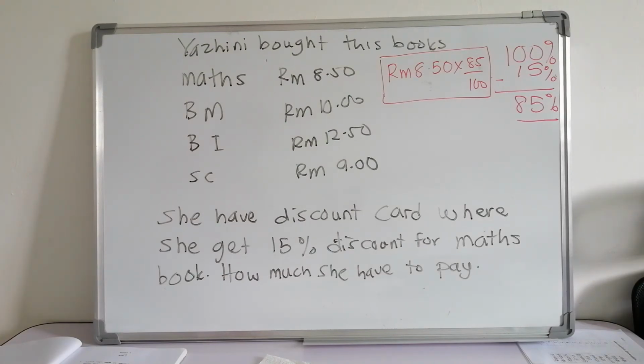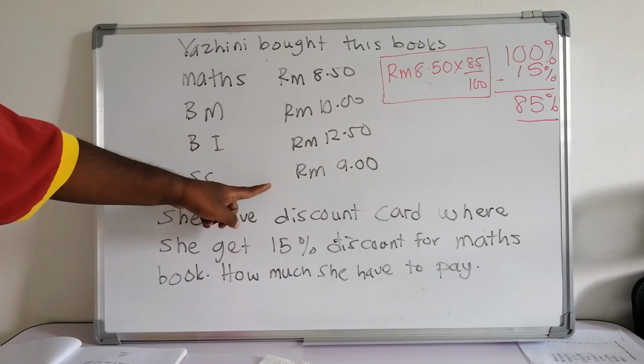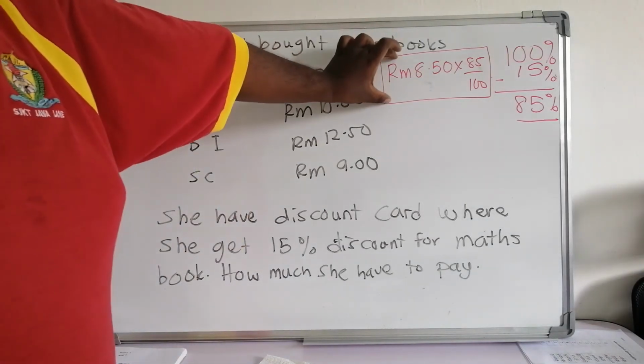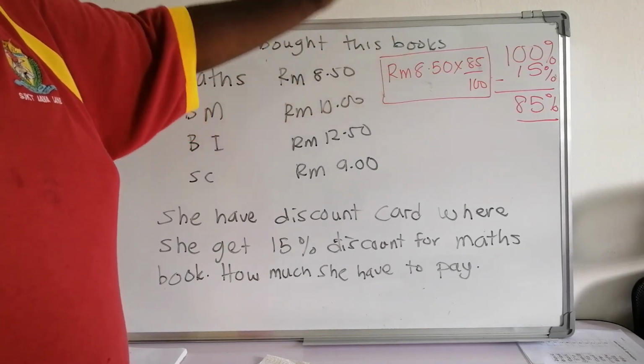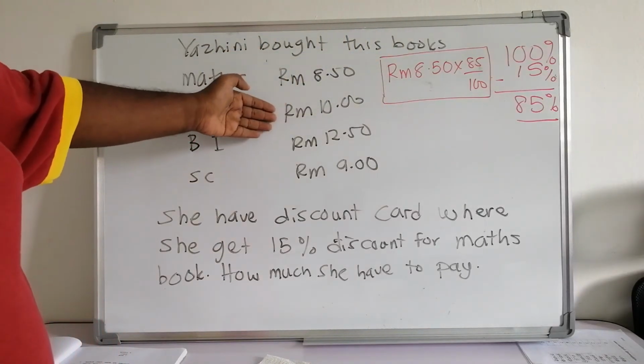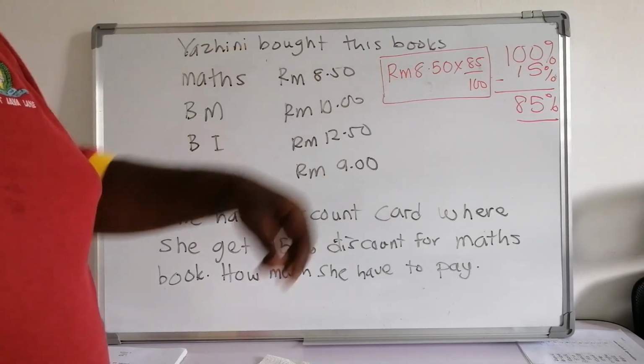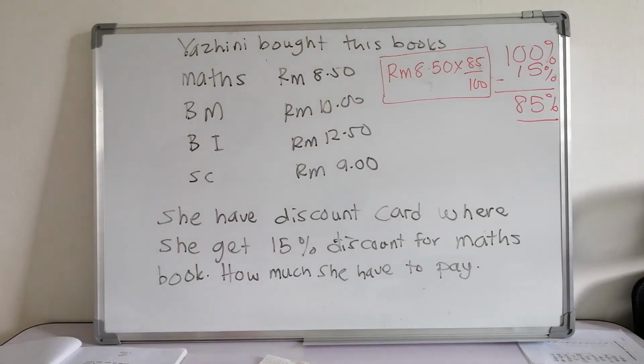Now after that, the question asks you how much she has to pay. So she bought all these 4 books. She has to pay for all these 4 books. After we get the maths book price, we have to plus all these 1, 2, 3 and the answer to get how much she paid. Okay, students. So find out what is the answer.